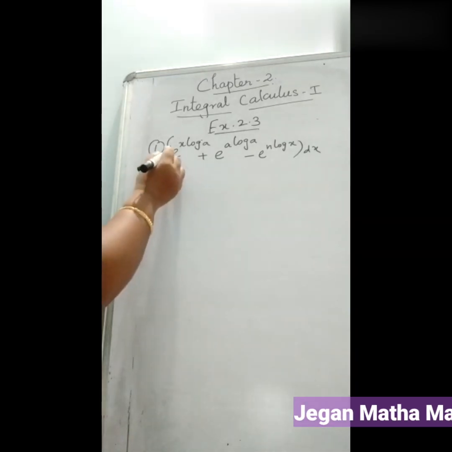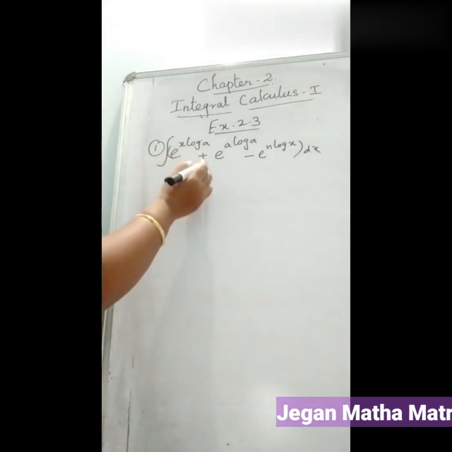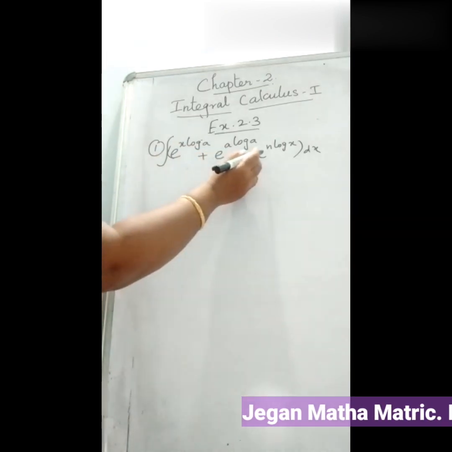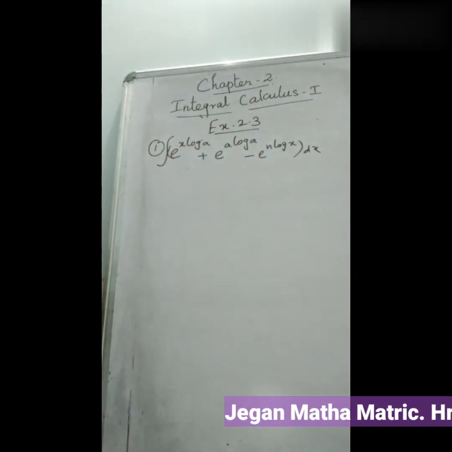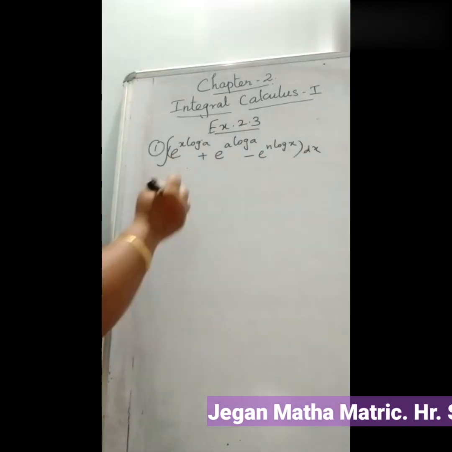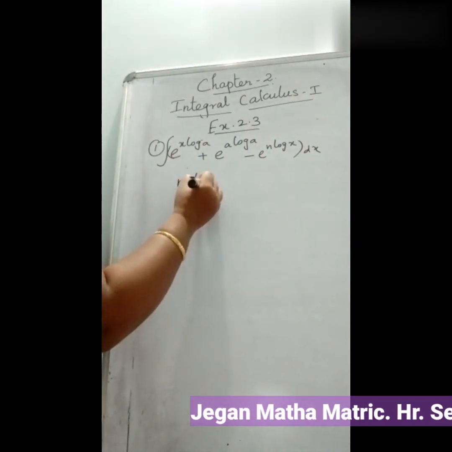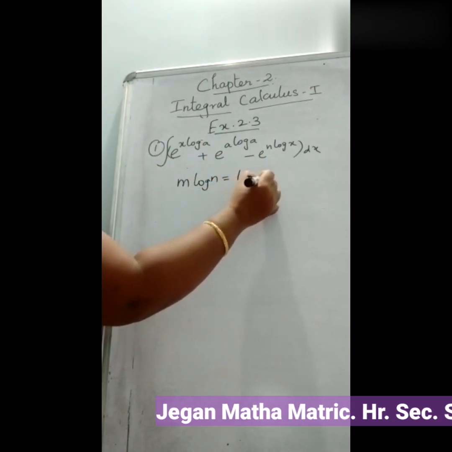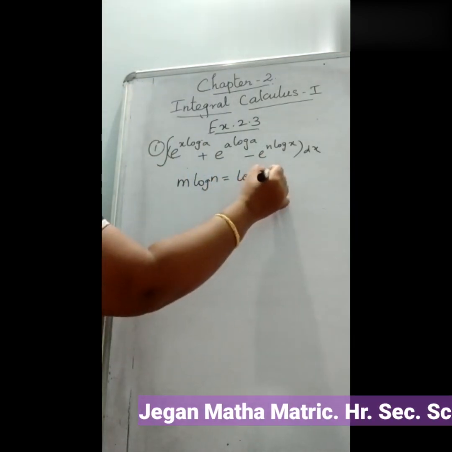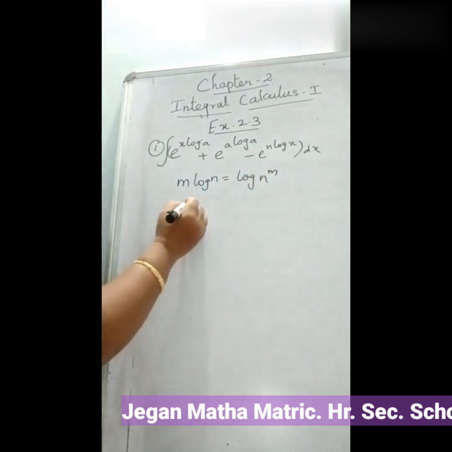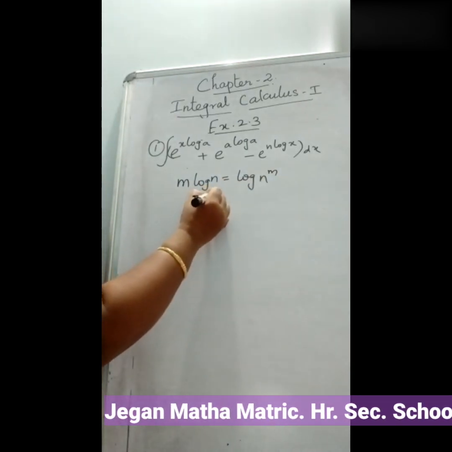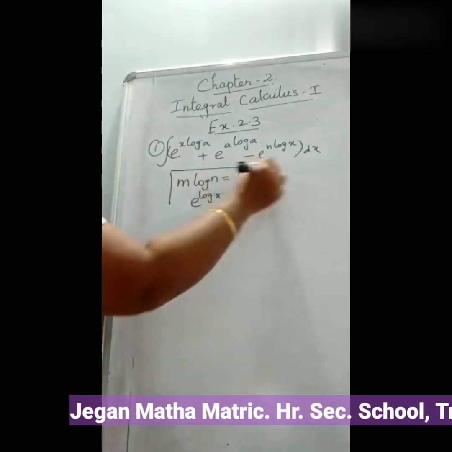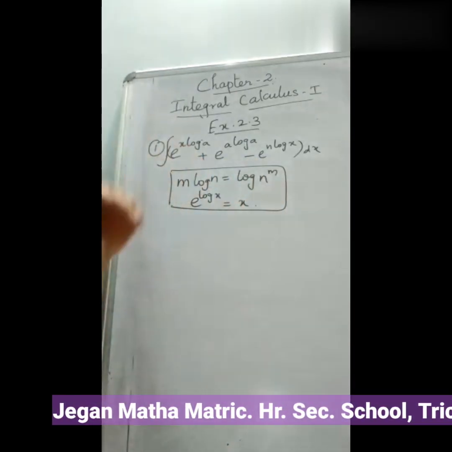First sum, integral of e power x log a plus e power a log a minus e power n log x into dx. Let us use one formula, m log n is equal to log n power m, and another formula, e power log x is equal to x. We have to use these two formulas in this sum.